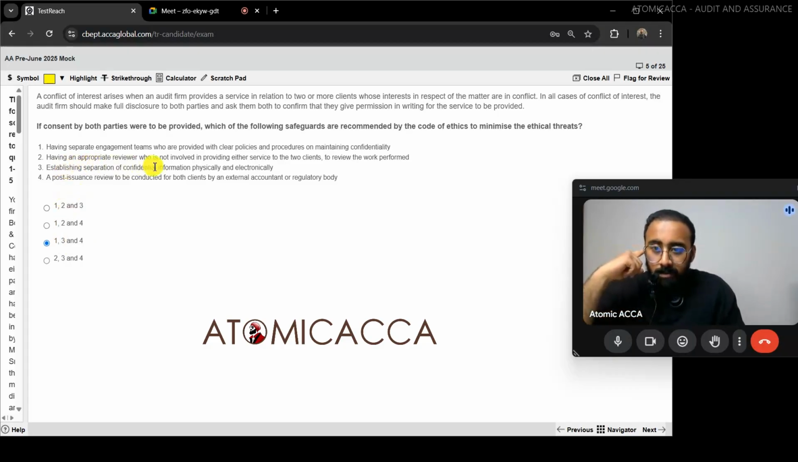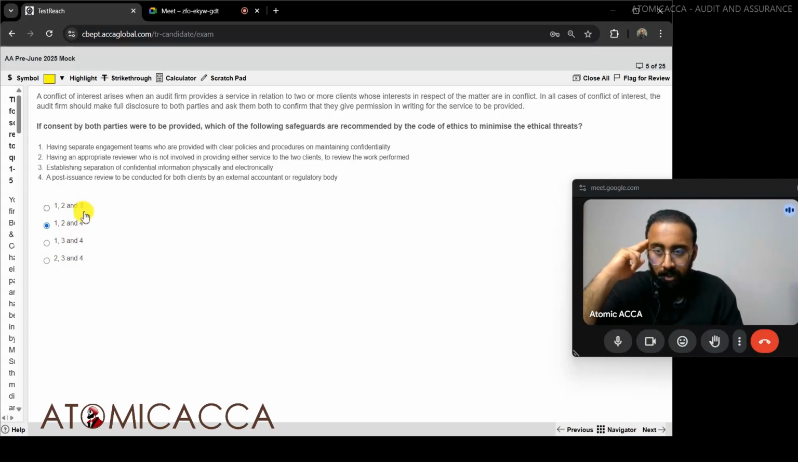Having an appropriate reviewer who is not involved in providing either service to the two clients to review the work performed. So like an engagement quality control review should be done. So 2 is also correct. So 1, 3 and 4 is out. So 1, 2, 3 or 1, 2 and 4. Now I have to confirm between 3 and 4 which one is correct.